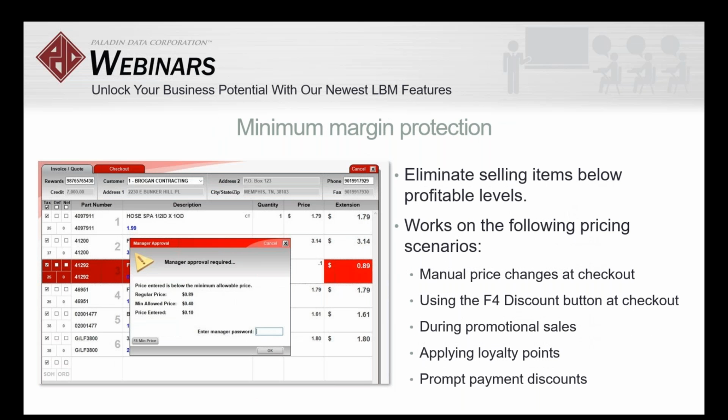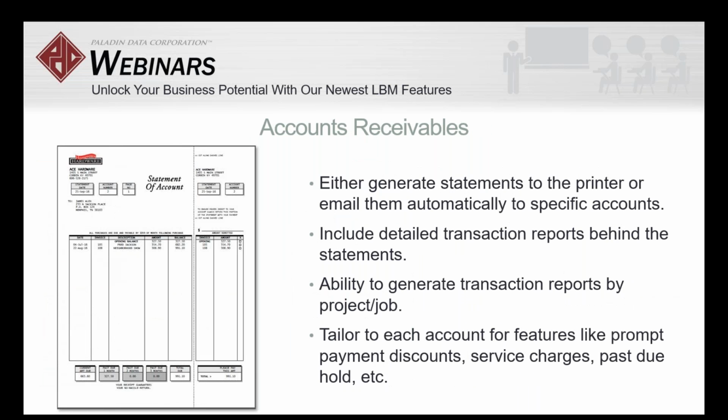Minimum margin protection, across the board we have this. We have minimum margin protection when you manually change a price at checkout. You can see on this example, regular price is 89 cents, the minimum allowable is 40. If you go below 40 cents, you're piercing the threshold of profitability for your store. And you can set up these minimum margins across the board or individually by department. It affects the manual price changes at checkout, using the F4 discount button at checkout, during promotional sales, when applying loyalty points, and also when doing prompt payment discounts. We want you to be profitable.